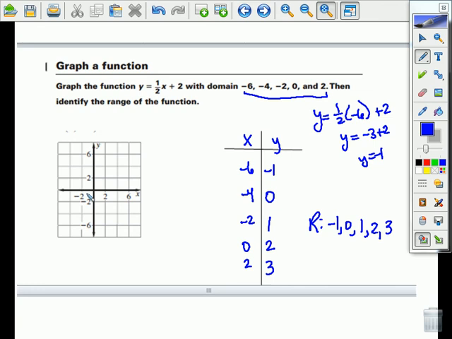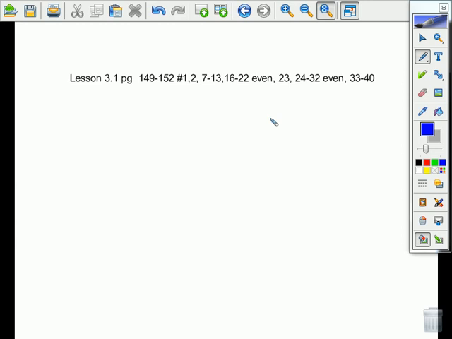So we have negative 6, negative 1, so right around here. And then we have negative 4, 0, negative 2, 1, 0, 2, and 2, 3. And yes, it is going to make a line. This will be the function of a line. But again, since they're giving us this specific domain, we're kind of locked into using this range, so we're not going to connect them.